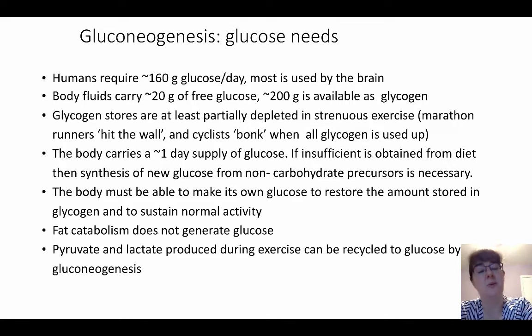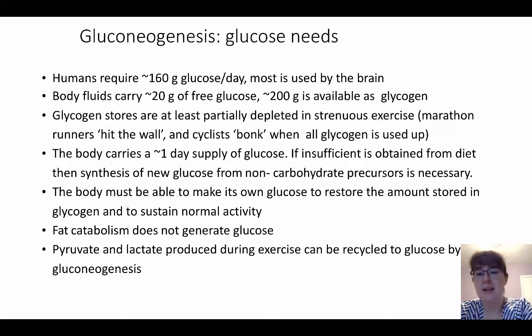So if we don't get enough new glucose from our diet, then we're going to have to create glucose. We're going to have to make and synthesize glucose in our bodies, which we can do. The important thing here is that fat catabolism does not generate glucose. So whenever you break down fat, you do not get sugar out as a result of breaking down fat.